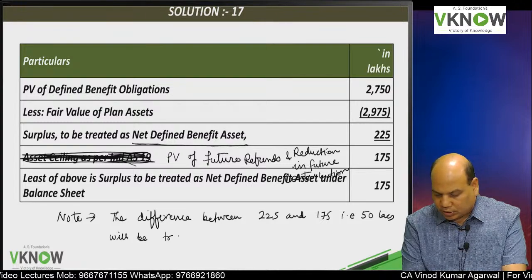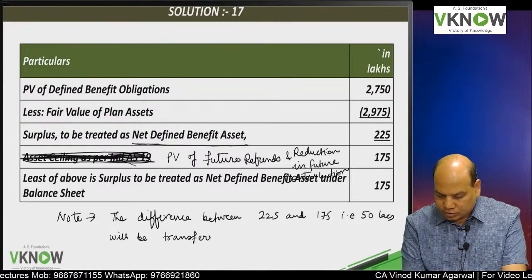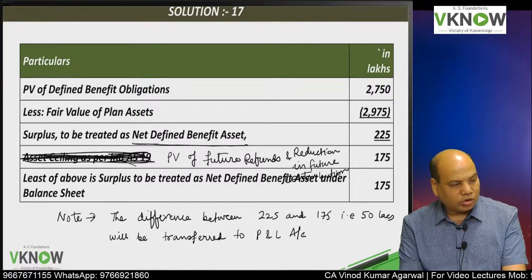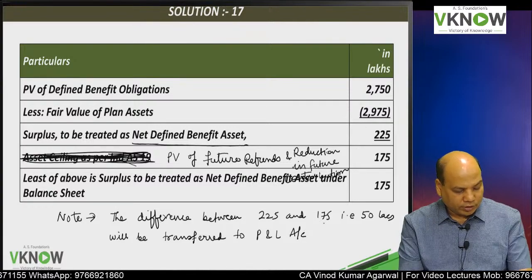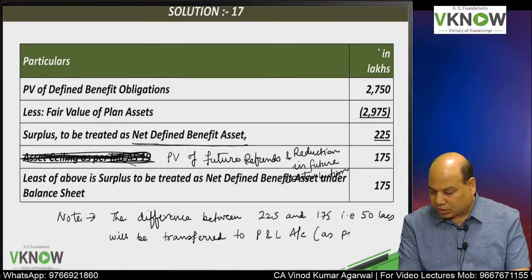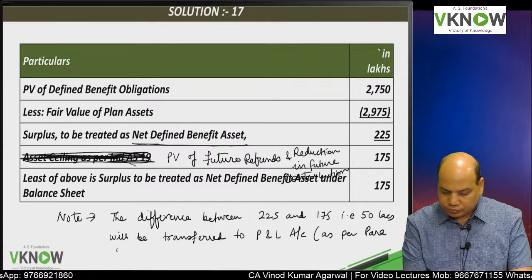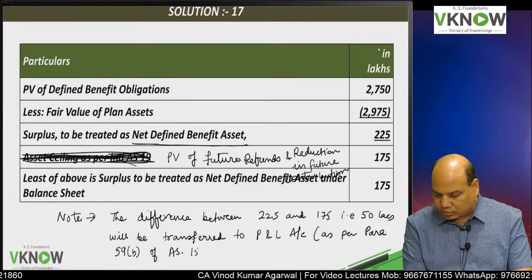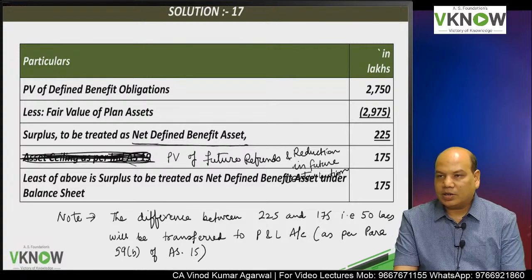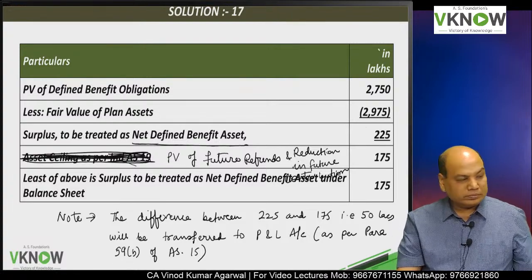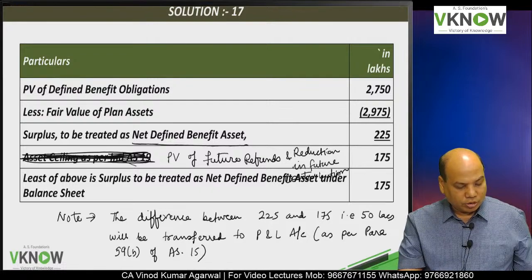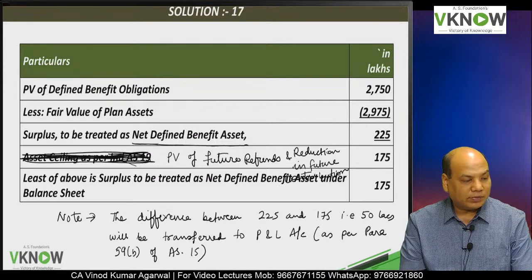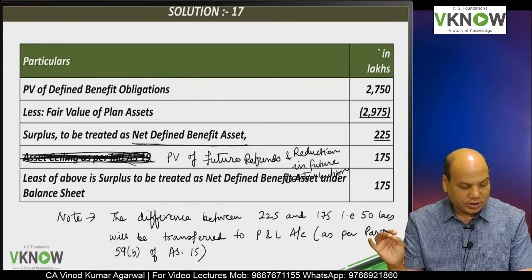will be transferred to profit and loss account, as per para 59B of AS 15. So this is my question on an asset having a debit balance or a liability having a negative balance. How much will you present in the balance sheet?